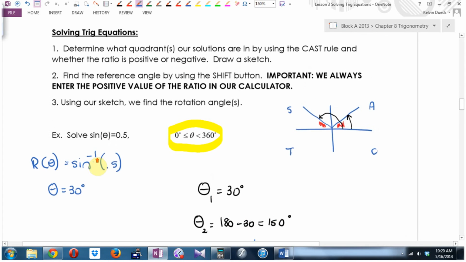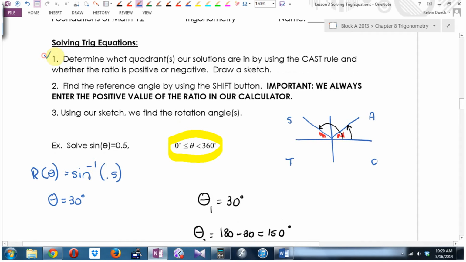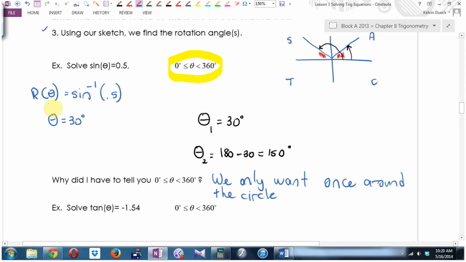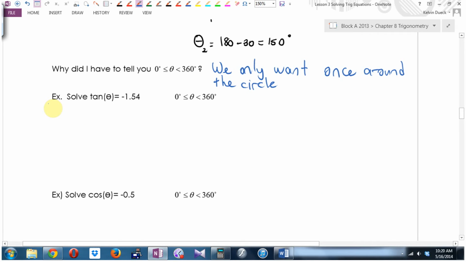So what did we say our strategy was? Step 1, use the CAST rule to find the quadrants. Step 2, find the reference angle. And then step 3, using your sketch, find the rotation angles. Next one says solve tangent of theta equals negative 1.54. Which trig function did they give me? Let's do a sketch over here.